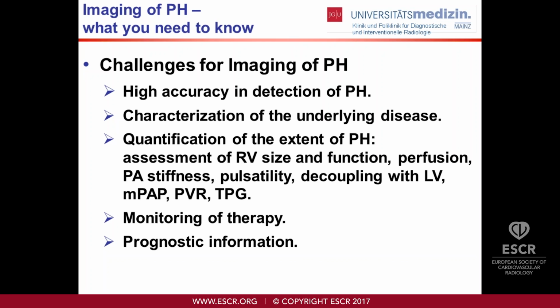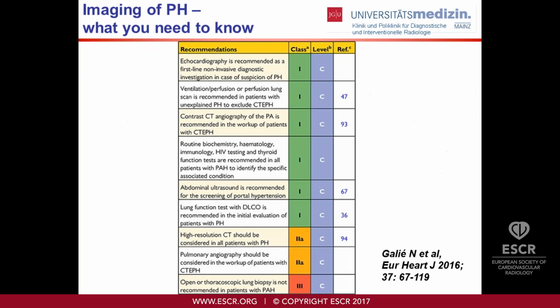So the challenges for imaging, and the challenges for us as radiologists, are fivefold. We have to detect pulmonary hypertension with a high accuracy. We have to characterize the underlying disease. We also have to quantify the extent of pulmonary hypertension. That means we have to assess right ventricular size and function, perfusion characteristics, stiffness of the pulmonary arteries, pulsatility indices, the decoupling with left ventricular function and also the impairment of the left ventricle.